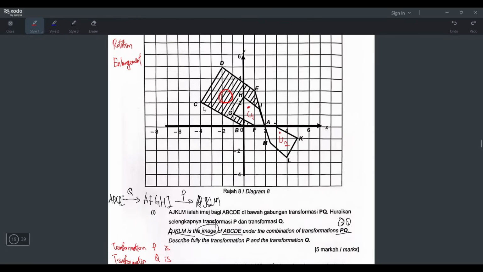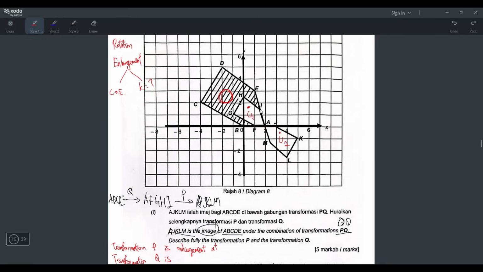A B C D E is the big one. A F G H I is this small one. So it's very obvious lah. This one is definitely enlargement. But I told you, if you want to get full mark, you have to write down the isi penting. And for enlargement, there's two things you must always write: the center of enlargement and then the K scale factor. Okay, the enlargement center will be at where?